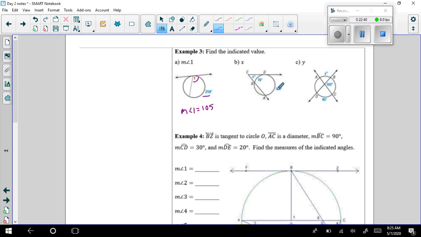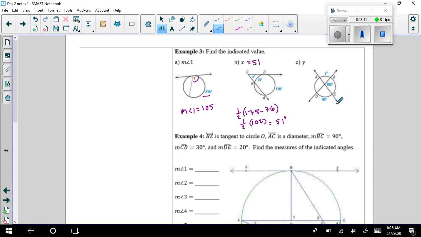Outside of the circle, we subtract and then divide by 2. So the value of x is 178 minus 76 times 1/2. So 178 minus 76 is just 102. And we multiply that by half or divide by 2, and we get 51. So x is 51 degrees.